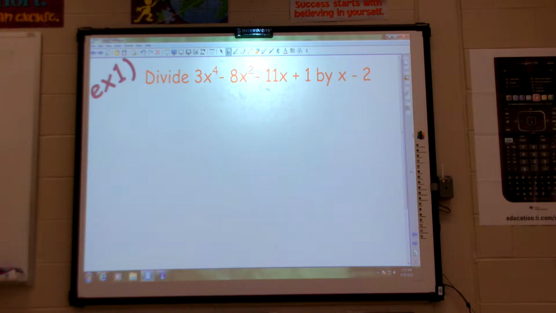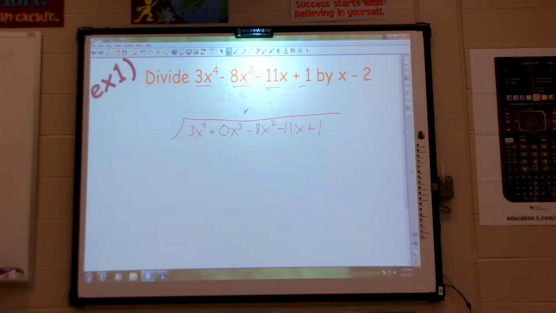There's a little trick. You see all of my powers are not accounted for? I have the 4th, I have no 3, 2, 1, and that's really 0, correct? X is technically 1, but you see how I'm missing the x to the 3rd? That's important, because when I put this on the inside, I have to include those missing terms. So I'm going to put 3x to the 4th plus 0x to the 3rd minus 8x squared minus 11x plus 1.